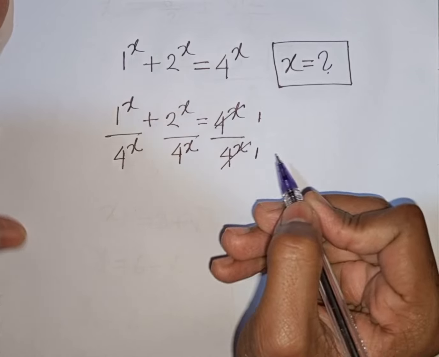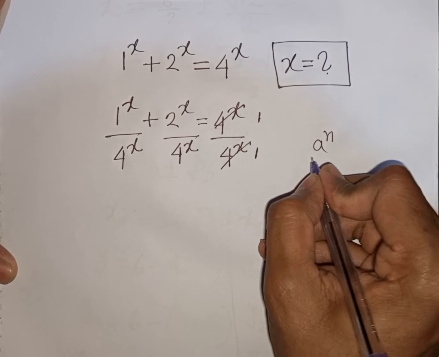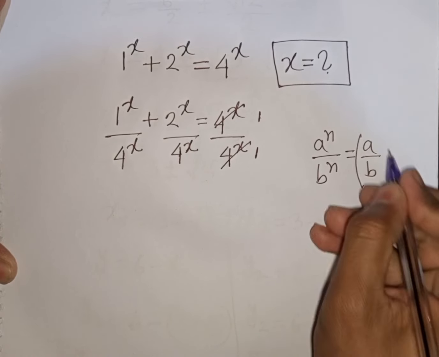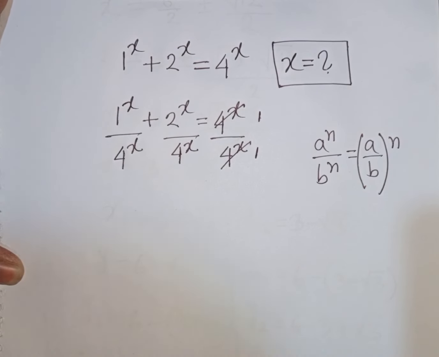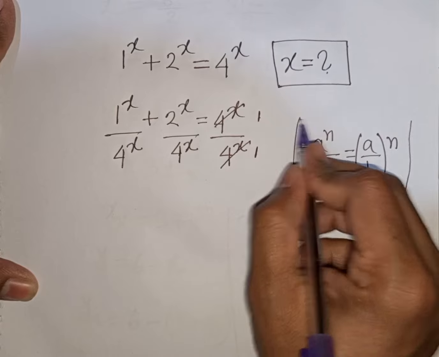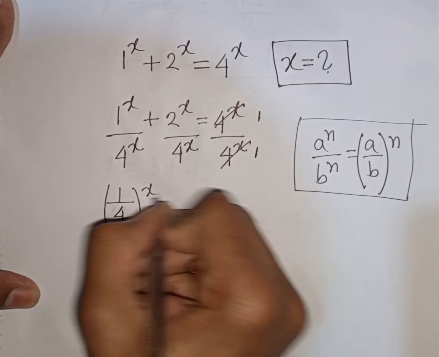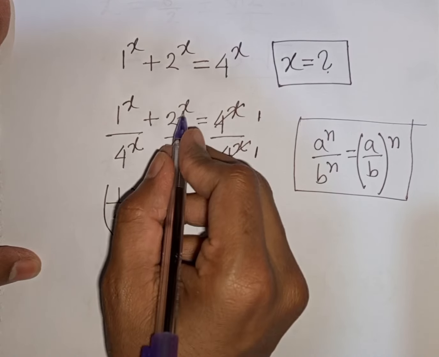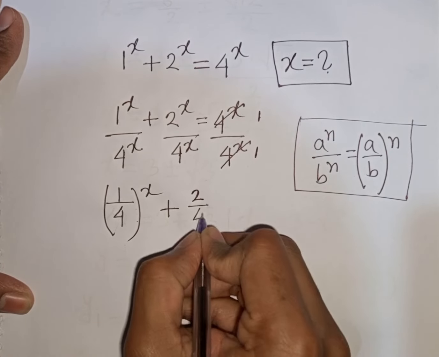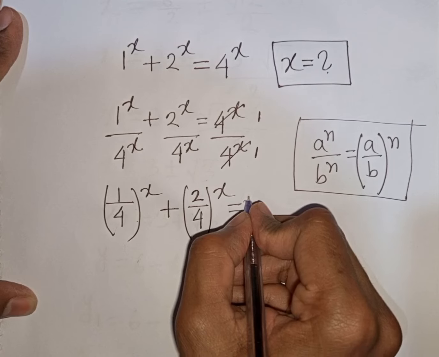So here, x is the same power but different base. According to this exponential rule, a power n over b power n is equal to a over b, then bracket common power n. Here x is the same power but different base. So according to this formula, we can write here 1 over 4 then bracket common power x plus again x same power but different base, so we can write here 2 over 4 then bracket common power x is equal to 1 divided by 1, that means it will be 1.